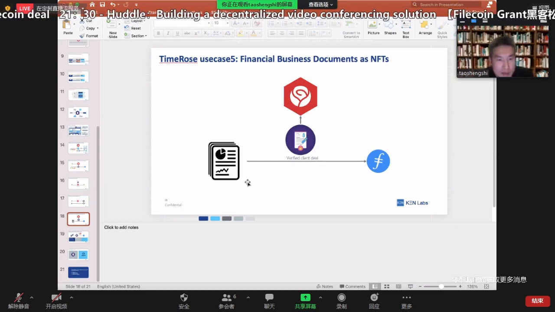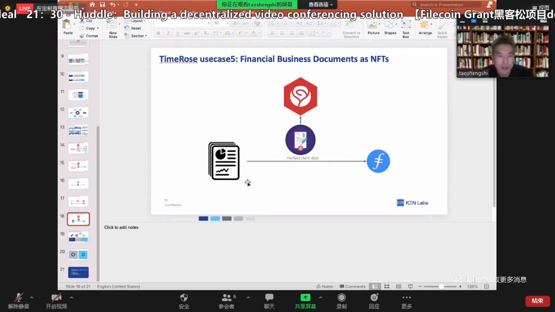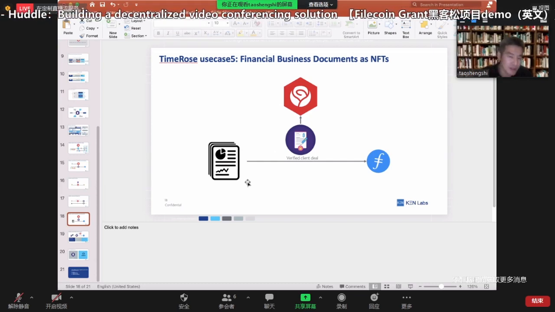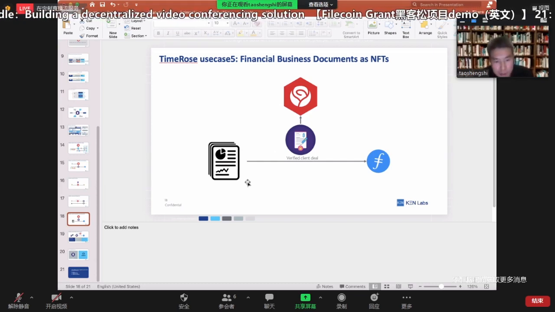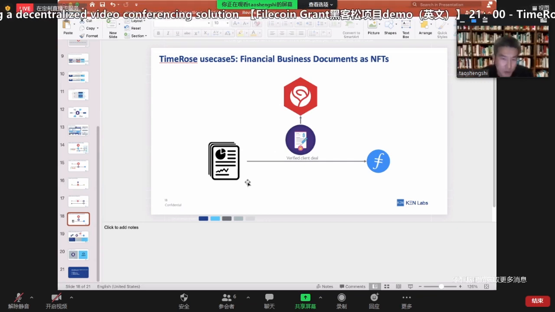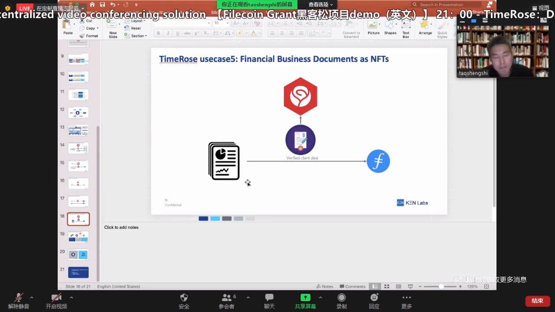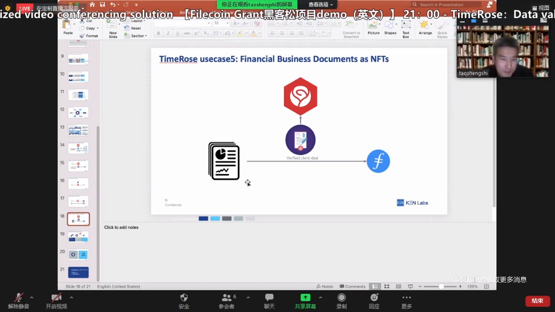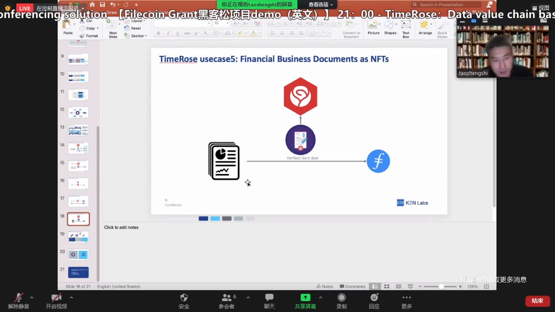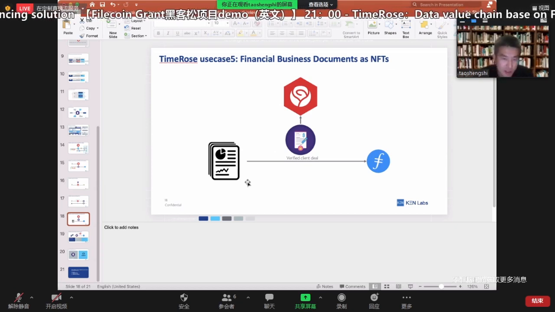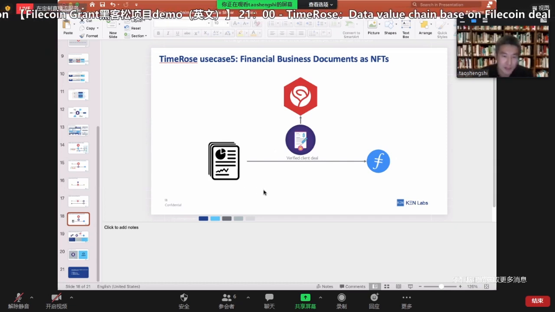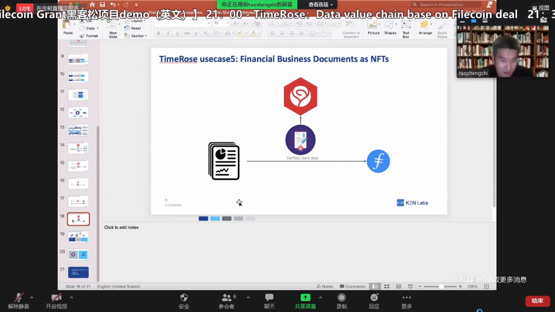The next use case is financial business documents as NFTs. For example, some financial companies have business documents which are very important. They can upload these documents to Filecoin and get a deal, and then they can sell these deals. Selling these deals means selling these business documents. That is a very simple basic idea.